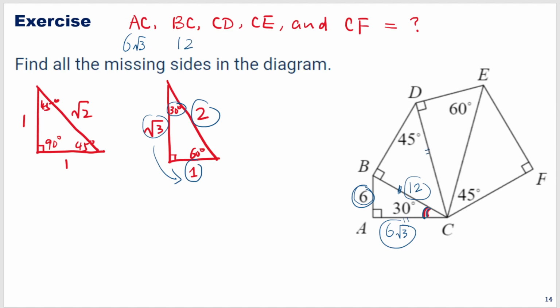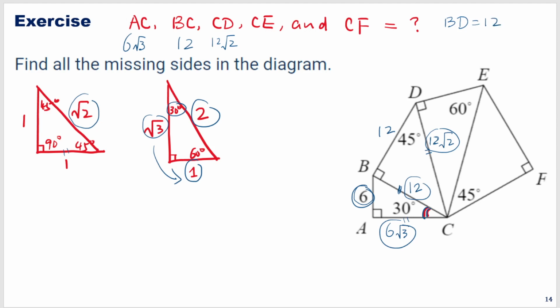So how about CD? In this special triangle, it's 45, 45, 90, right? We know the hypotenuse is always square root 2 times the leg. Therefore, if you know this leg is 12, then this leg is also 12, right? Then the hypotenuse is always square root 2 times the leg. So we have 12 times square root 2 for CD. Of course, we can also find BD equals 12.